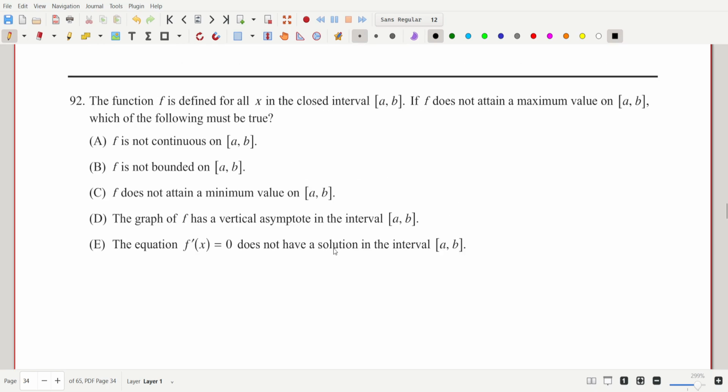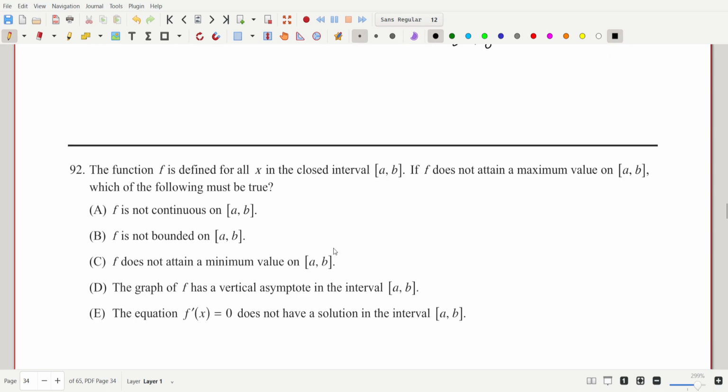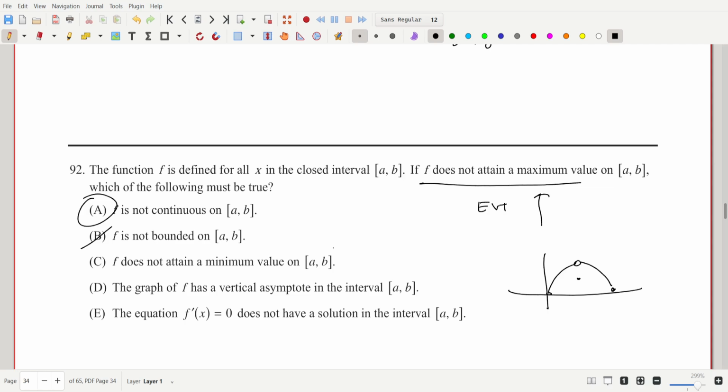Okay, one more. 92, the function f is defined for all x in the closed interval. If f does not attain a max value, this is about EVT. If f is continuous, EVT would force you to have a max value. So f's not continuous. All right, yeah, bounded doesn't matter. You might think, well, if you don't have a max value, it's not bounded, right? No, you can do this. No max value, strangely enough.